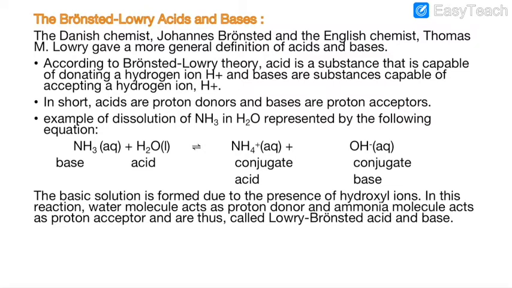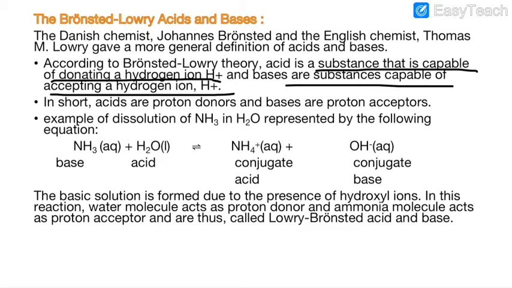Next acid base theory is Bronsted-Lowry acids and bases theory. According to this theory, acid is a substance that is capable of donating a hydrogen ion, and bases are substances capable of accepting a hydrogen ion. In short, acids are proton donors and bases are proton acceptors.